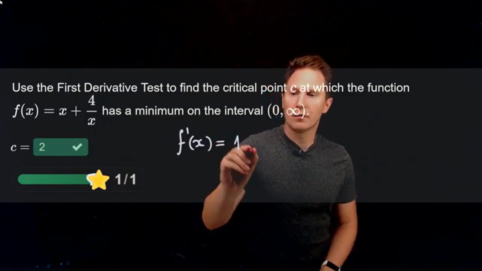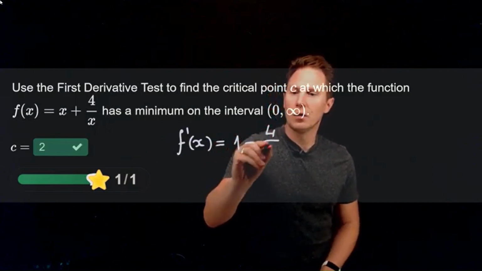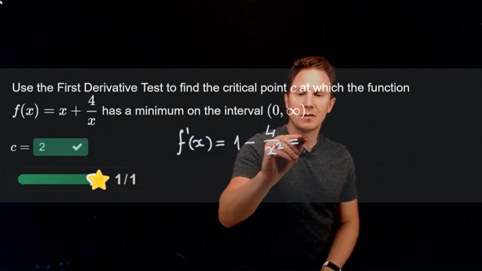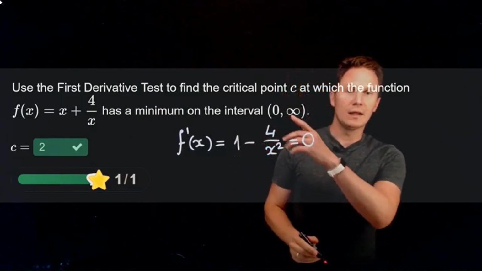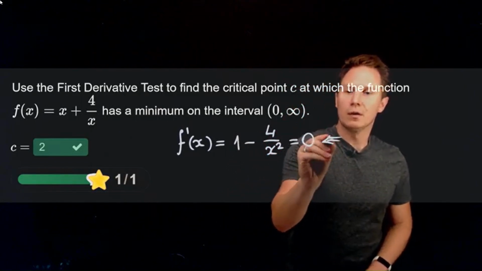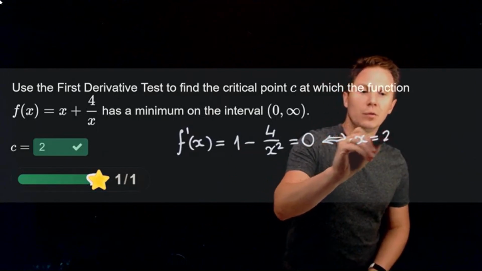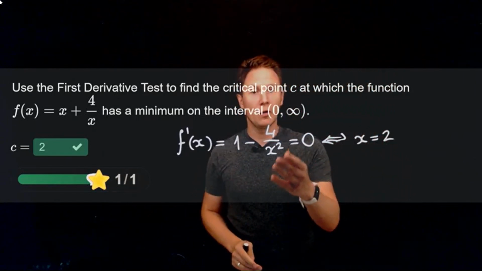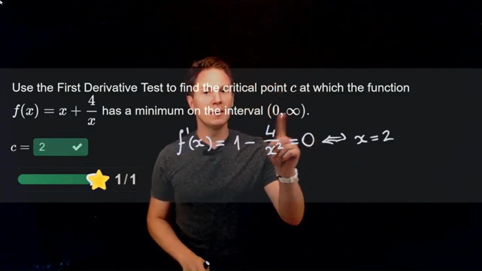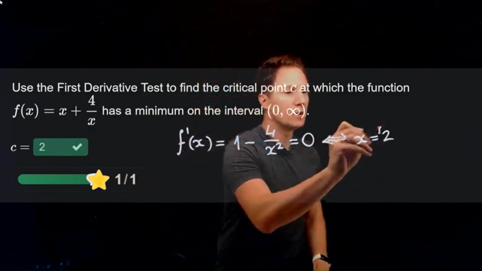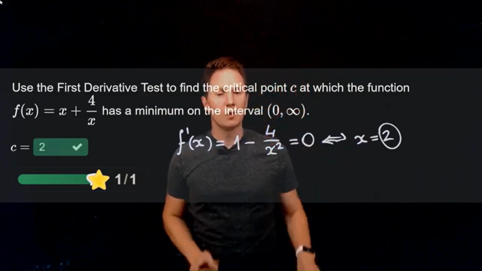The derivative function is 1 minus 4 over x squared, which is 0 if and only if x squared is equal to 4, so x is equal to 2. X equals negative 2 would also be a solution, but it wouldn't be in that interval, so we only keep the critical point which is in that interval, x equals 2.